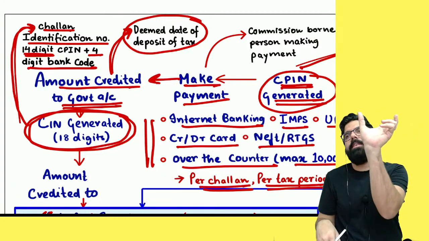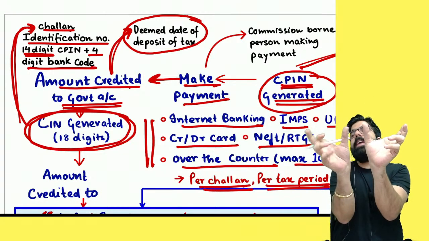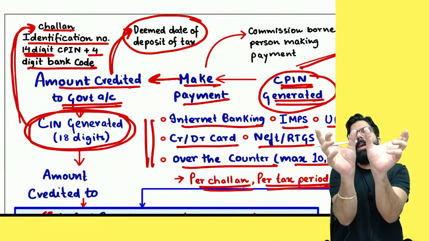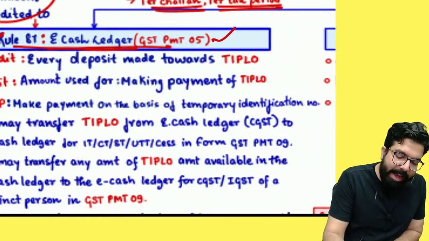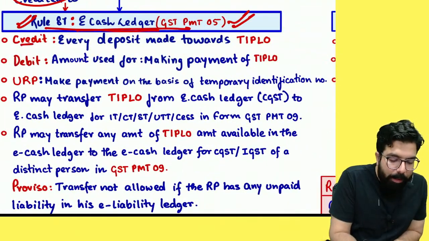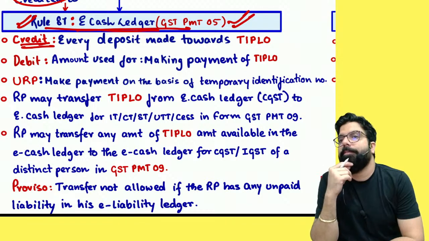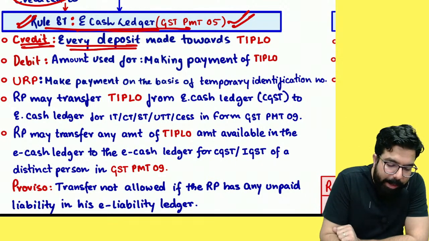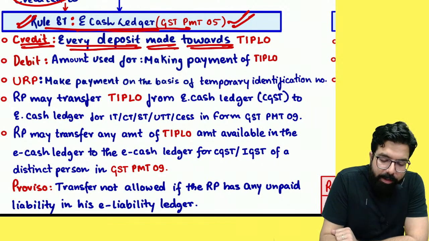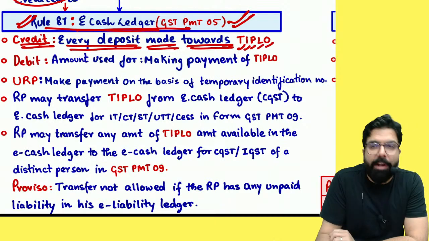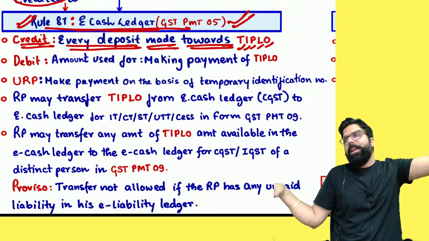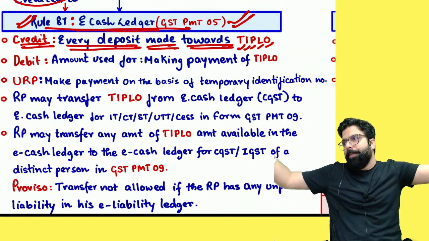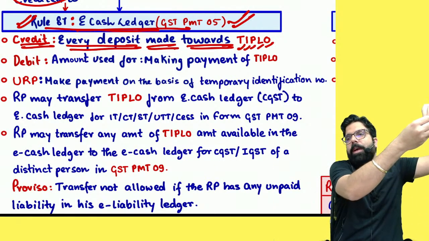Whatever 14-digit CPIN is there, in front of that, for example HDFC, one bank code will be added. And then the amount will come in your e-cash ledger. So what is credited to your e-cash ledger? Whatever amount is being deposited towards tax, interest, penalty, late fee or any other amount. Whatever is your liability, whether it is tax, interest, penalty, late fee or any other amount, deposit it and you can use it. Are we clear, everyone?